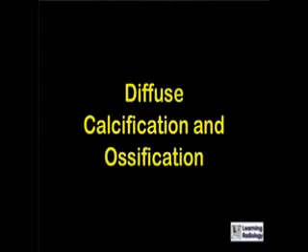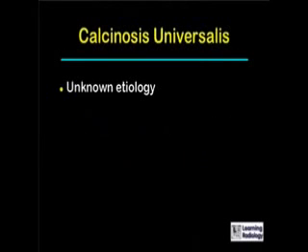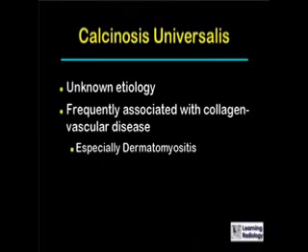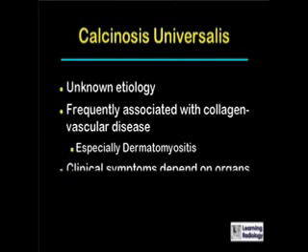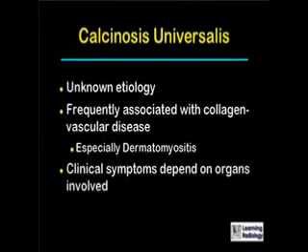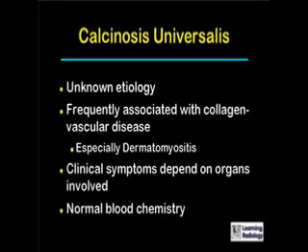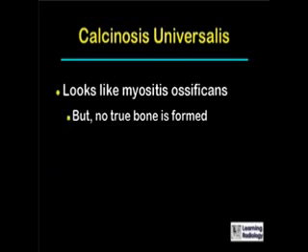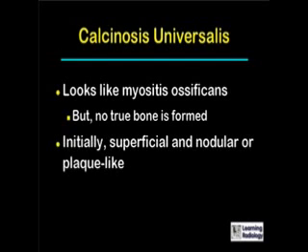Diffuse calcification and ossification. Calcinosis universalis has an unknown etiology, although it is frequently associated with collagen vascular disease, especially dermatomyositis. The clinical symptoms depend on which organs are involved by the collagen vascular disease, and there is usually normal blood chemistry associated with it. Calcinosis universalis tends to look like myositis ossificans, but there is no true bone formed in calcinosis universalis.